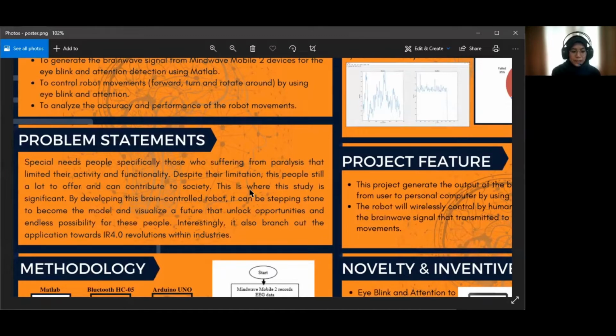By developing this brain control robot, it can actually be a stepping stone to become the model and visualize a future that unlocks opportunities and endless possibilities for these people. And interestingly, it also branches out the application towards the IR 4.0 revolution within industry.